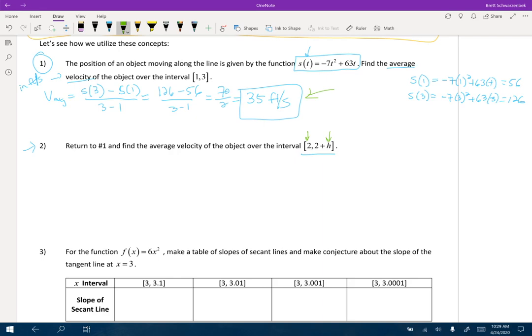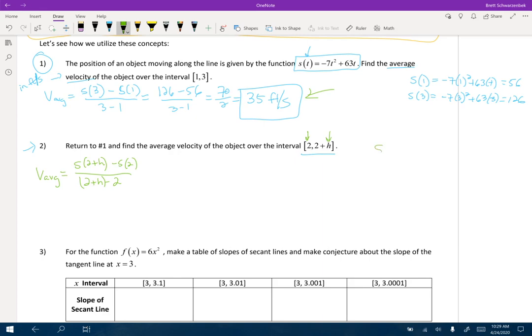Well, the same thing. How did we do it last time? We still need to use the same formula. Say v sub average. Our later time is 2 plus h. Our first time is 2. And our time difference is 2 plus h minus 2. I put it in parentheses on purpose because we want to make sure the algebra plays out okay. So in order to do this, we need to go through the process.